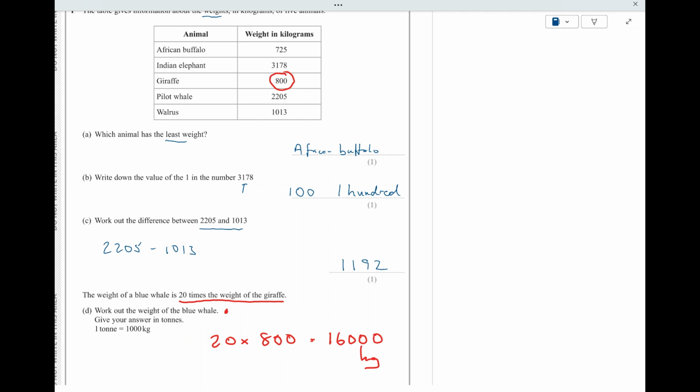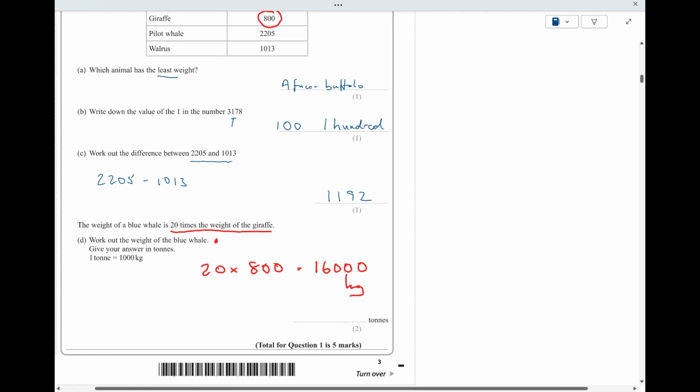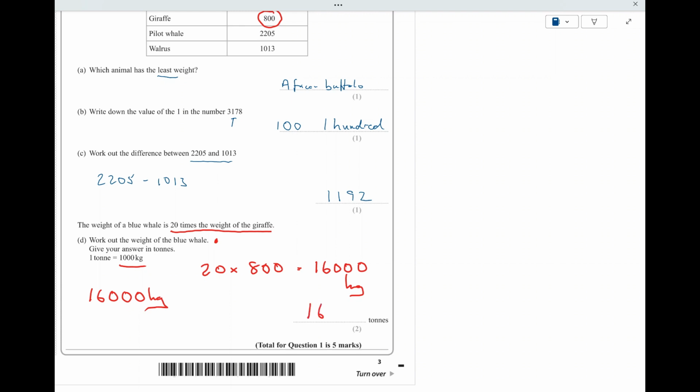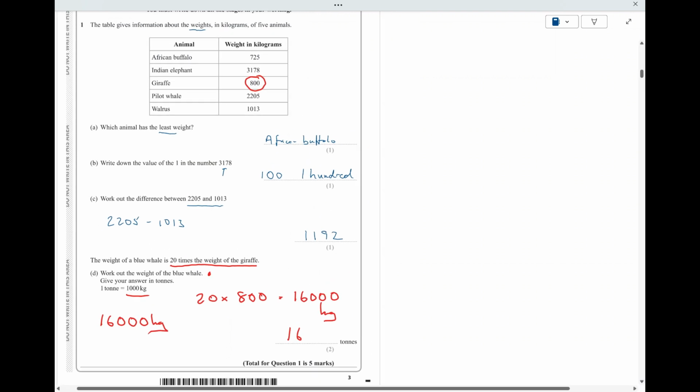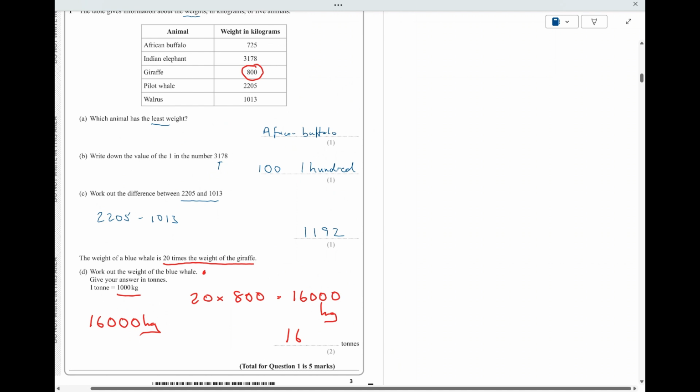Work out the weight of the blue whale. I've done that. Oh, give your answer in tons. 1 ton is 1,000 kilograms. So 16,000 kilograms will be 16 tons. And that's question 1 done.